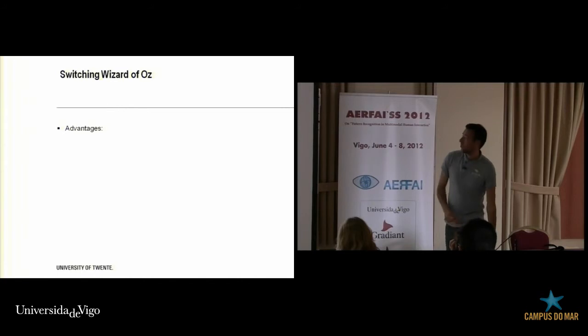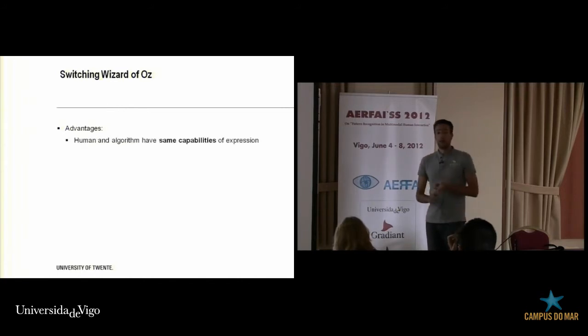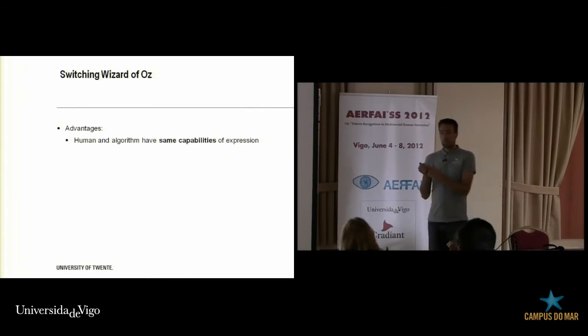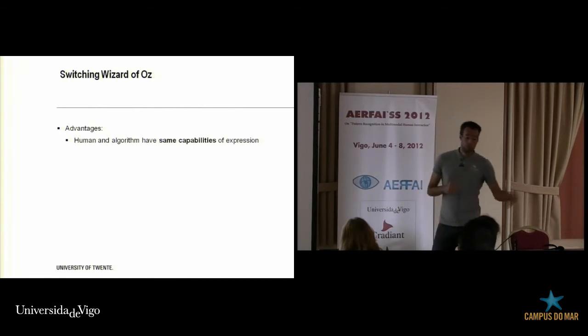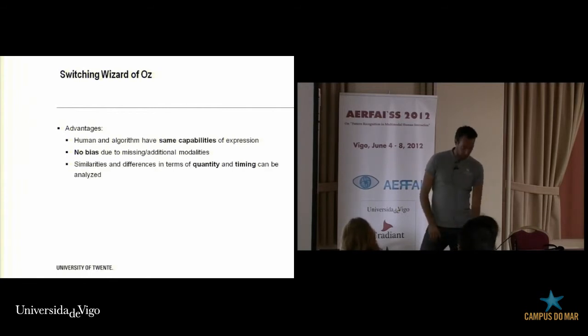So the advantage of this kind of paradigm, there are several. So the human and the algorithm have the same capabilities of expression. So you would not have a bias because you're not animating all the behaviors. So you really have to make sure that you don't press a button when your friend who's at the other side is just pressing his buttons, and you would say that he is not human. Another thing is that we don't have a bias due to this.